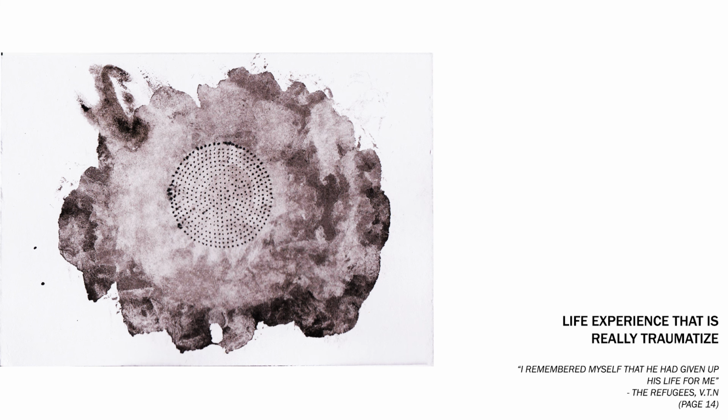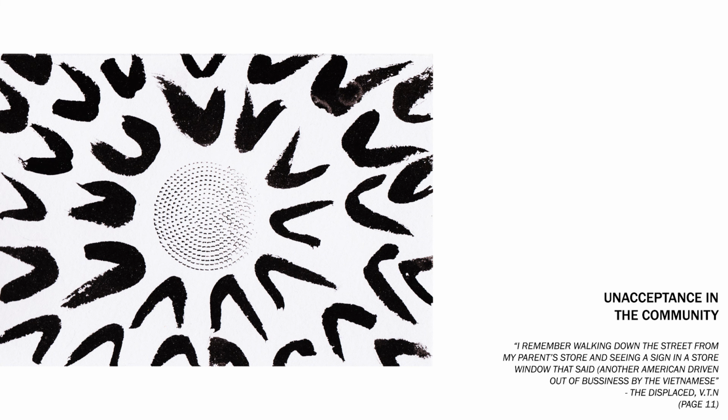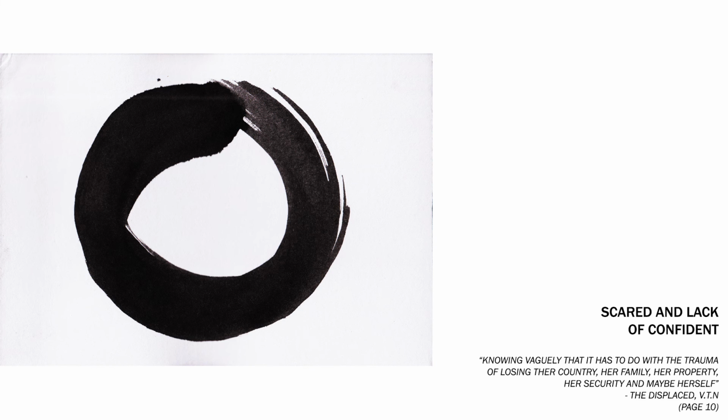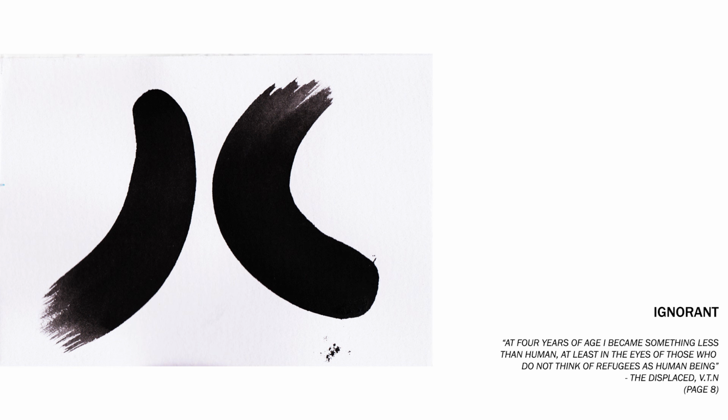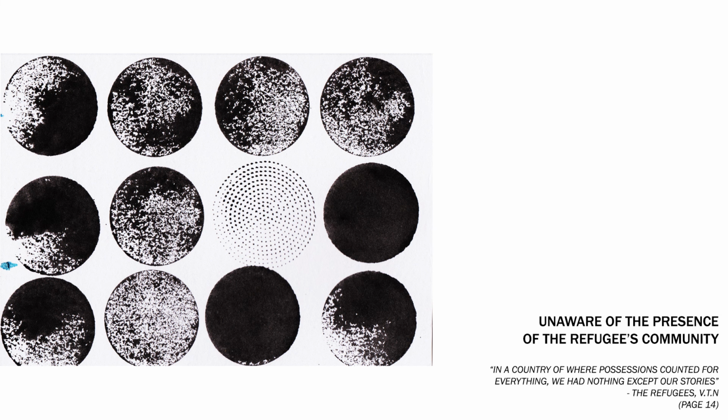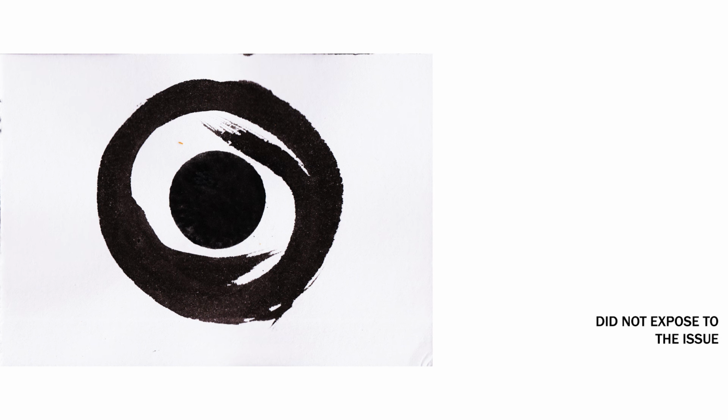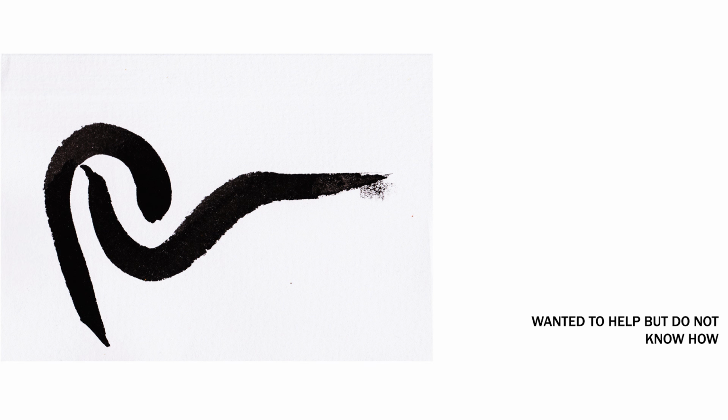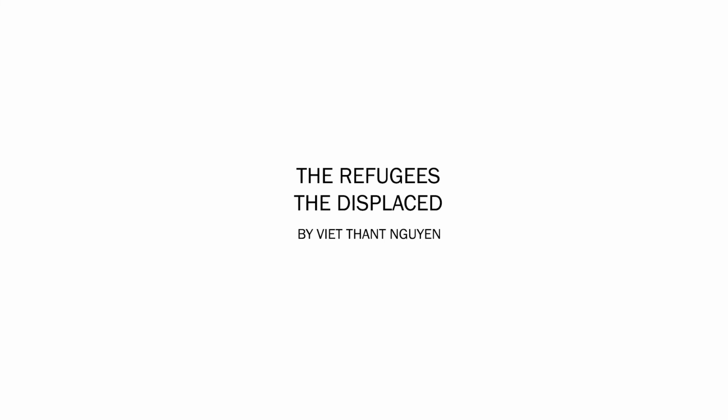Life experience that is really traumatized, unacceptance in the community, scare and lack of confidence. On the side of the local community is ignorance, unaware of the presence of the refugee community, not exposed to the issues, wanted to help, but do not know how. The barrier was identified from extracting the stories by a writer named Vietnam Nguyen, the Cocoon.